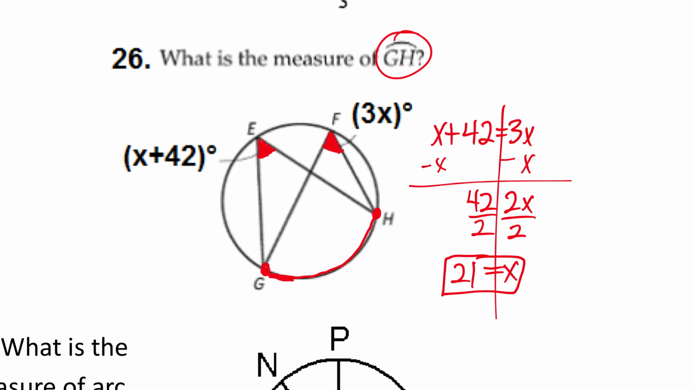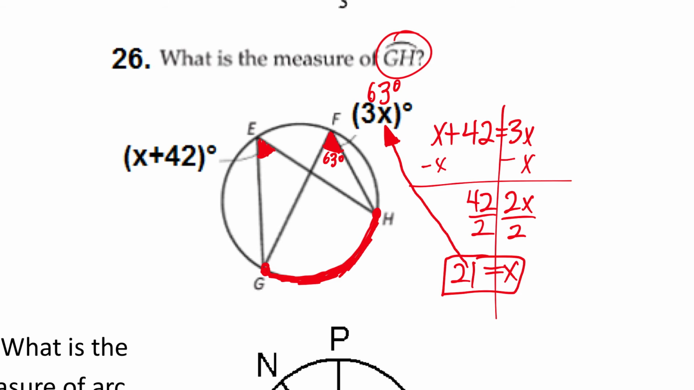Now down here on GH, I don't know anything directly. So I'm going to have to plug that 21 in somewhere else and then get from there to that arc. I'm going to take this 21 and plug it in right here. What is 3 times 21? 63. So angle F is 63 degrees.